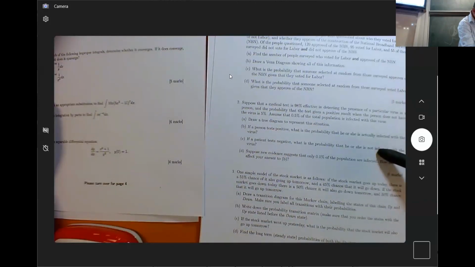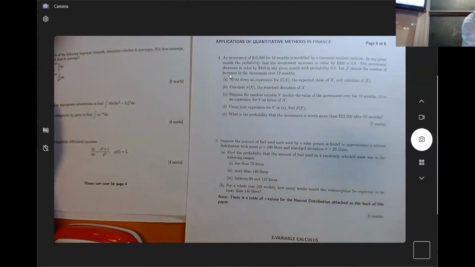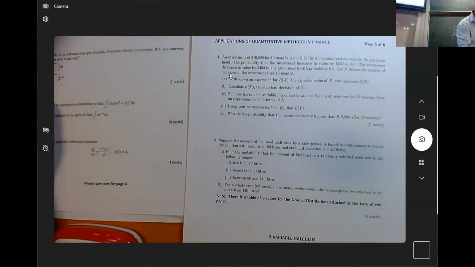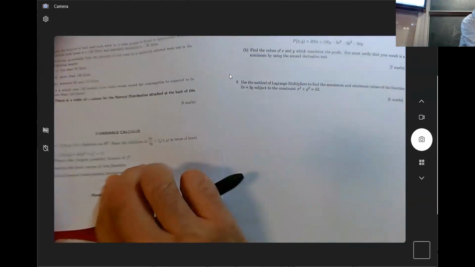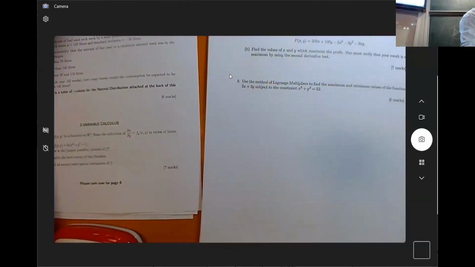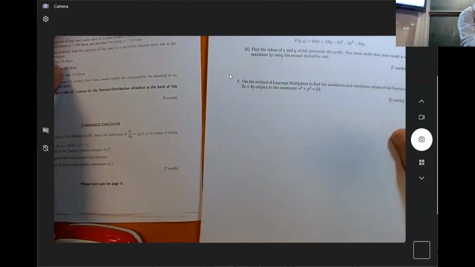This is sort of more conditional probability. Again, conditional probability. That's your life chain. Binomial random variables, that might be worth talking about. Normal distribution to variable calculus. Okay.